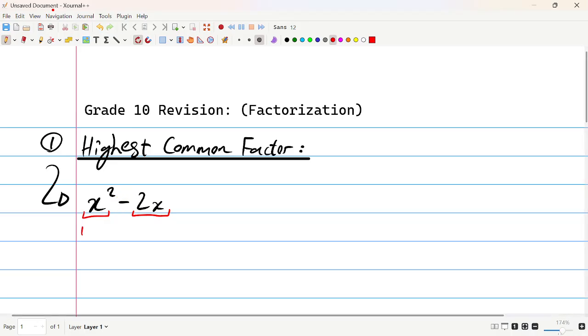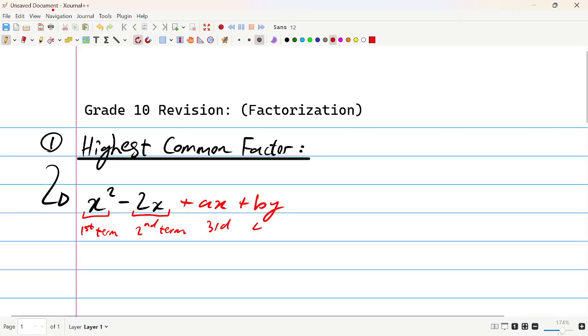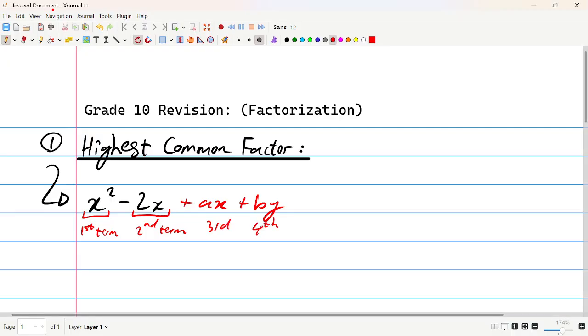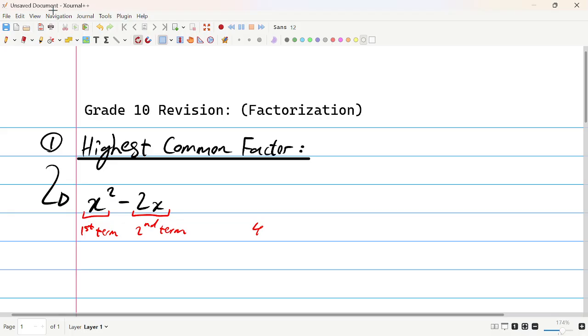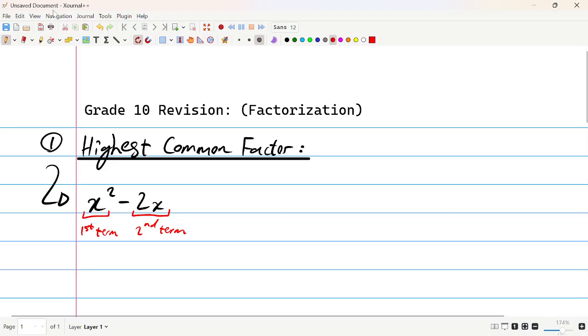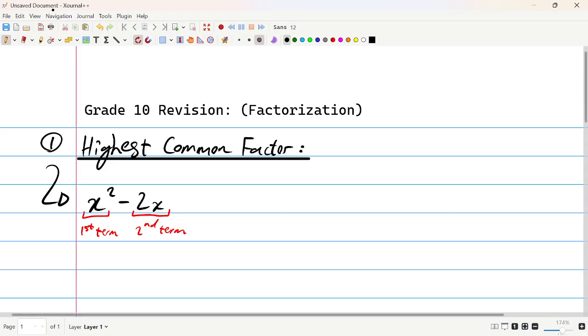So this is just going to be the first term, right? And this is just going to be the second term. And then if we were to add another one, such as let's say ax plus b, y, or whatever, this will be the third term, and this will be the fourth term, and so on and so forth. Hopefully that makes some sense. But anyway, now that we got that out of the way, we can understand what it is that we are actually going to do. We are going to take the highest common factor from these two terms.